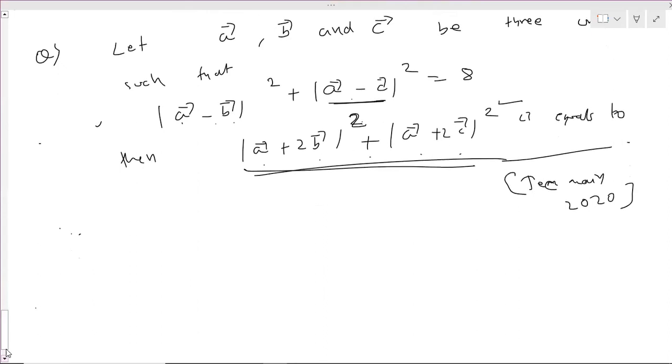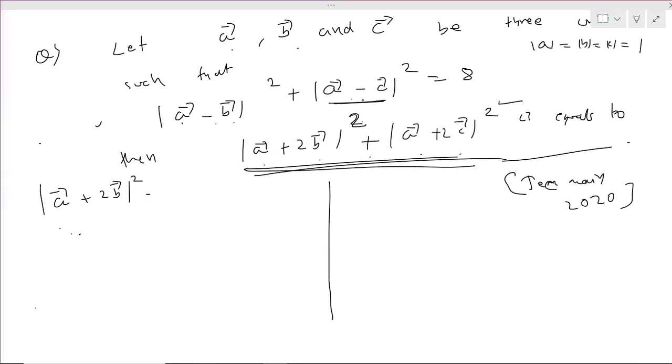All right, let's see. They are saying A, B, and C are three unit vectors. Unit vectors means A, B, and C modulus is 1. This is already given. No, Marita, not 26. Let's see what they're asking. They're asking mod A plus 2B vector whole square plus mod A vector plus 2C whole square.